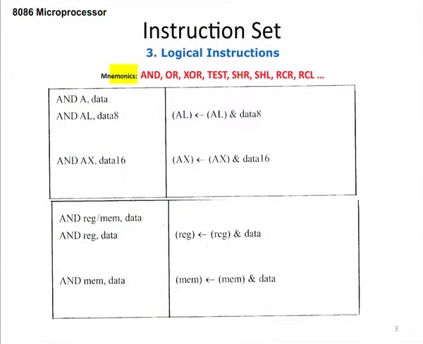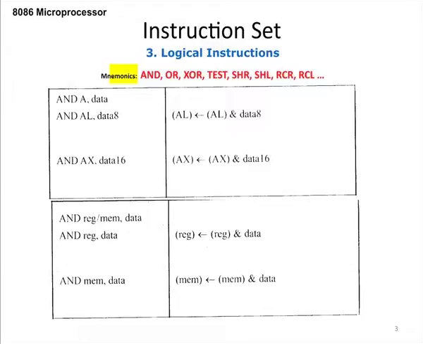The instruction set of the 8086 microprocessor is much more powerful than the instruction set of the 8085. Now let us see some more instructions of the 8086 microprocessor. Now let us discuss some logical instructions. The various logical operations that the 8086 microprocessor supports are ANDing, ORing, XORing, test operation, shift operation and rotate operation. Now let us see the various logical instructions.